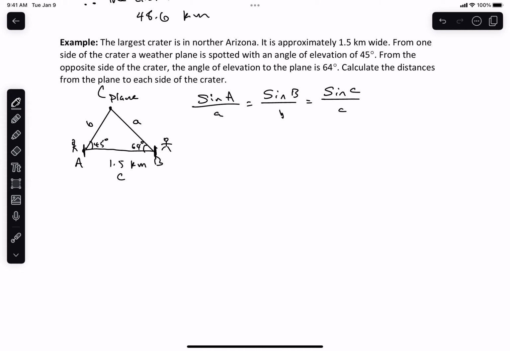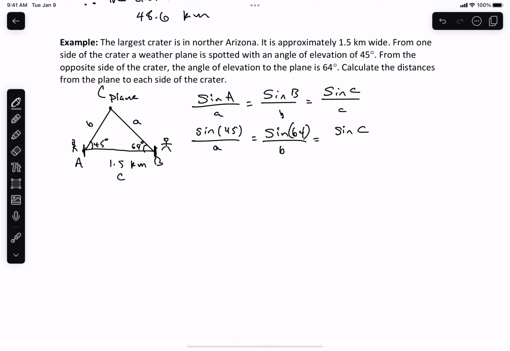There's your sine law. Okay, you can fill in your information. So sine of A, angle A is 45 degrees, divided by side length A. I don't know that. Is equal to the sine of B over side length B. Oh, sorry, I know angle B. And then sine of C.